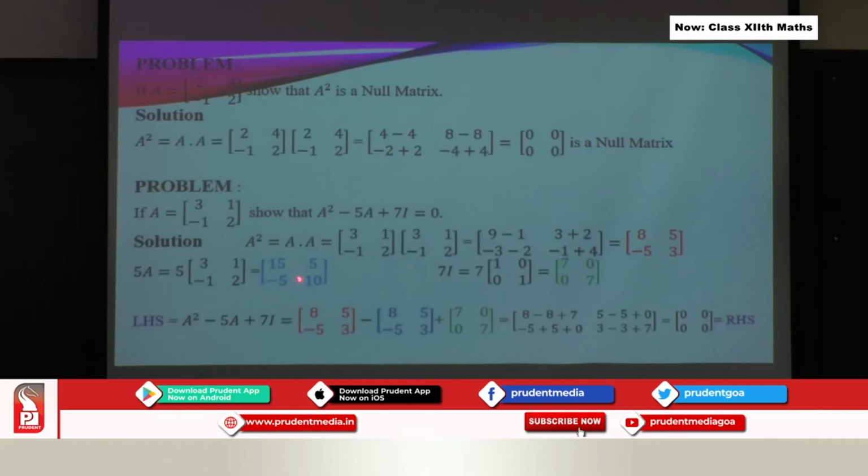So what do we have to do? This, this and this output that I got, I will be substituting in my LHS. See, the writing part is very important. So what is my LHS? LHS is this, A square minus 5A plus 7I. So I will just substitute all the matrices, and here, see, it's a subtraction and addition. So 8 minus 8 plus 7, see, 8 minus 8 plus 7 will give you 0.